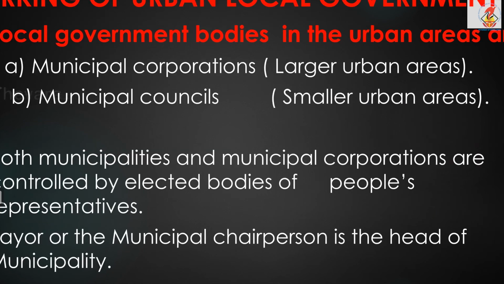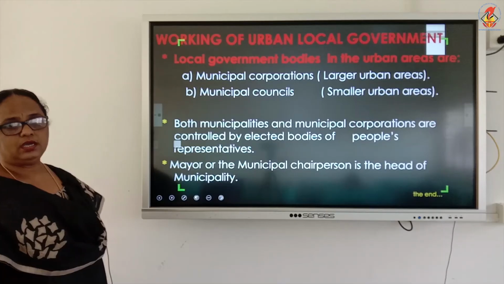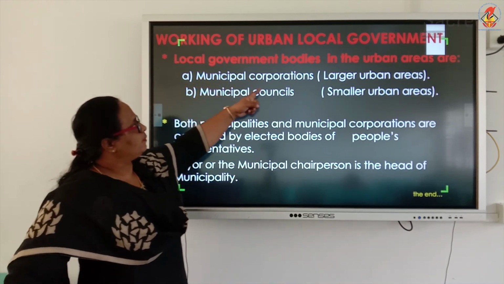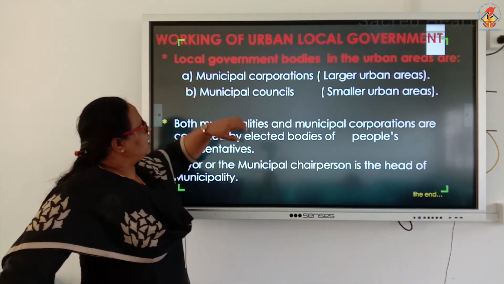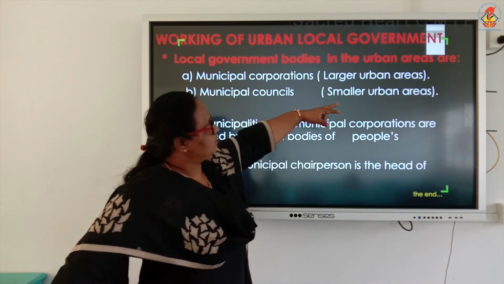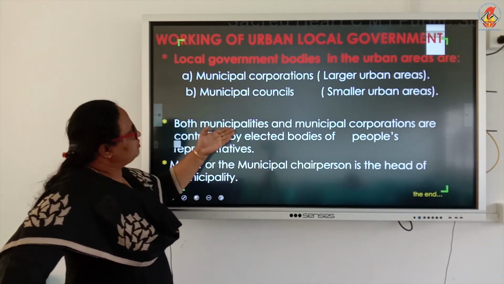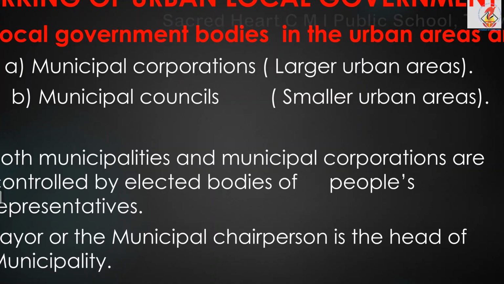Then we have the local government body in the urban area. Under the urban area, we have municipal corporations in the larger urban areas and municipal councils in the smaller urban areas. Both the municipalities and municipal corporations are controlled by the elected bodies of the people's representatives. And we have the mayor or the municipal chairperson as the head of the municipality. The present one, Saumini Jain, is the mayor of the municipal corporation.